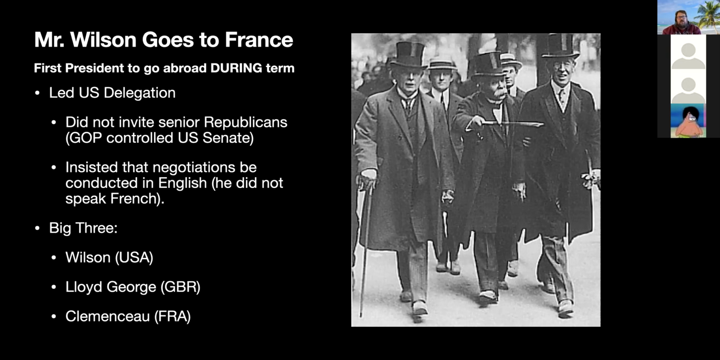Wilson's also going to change international diplomacy by insisting that the negotiations for this treaty be conducted in English. Up to this point, international negotiations, whether it was between France and another country, or Japan and Russia, or whoever, were conducted in French. That was the language of international diplomacy. Wilson's going to change that. The language of international diplomacy is now English. And it's because of Woodrow Wilson going to this conference, and he didn't speak French.